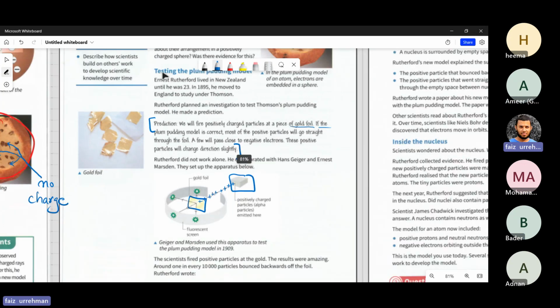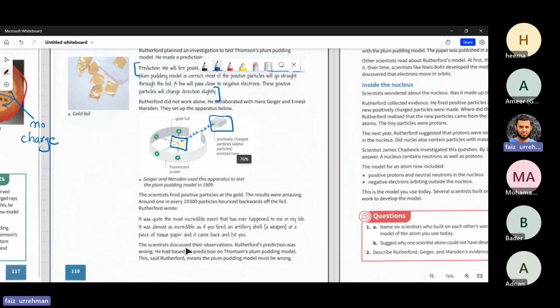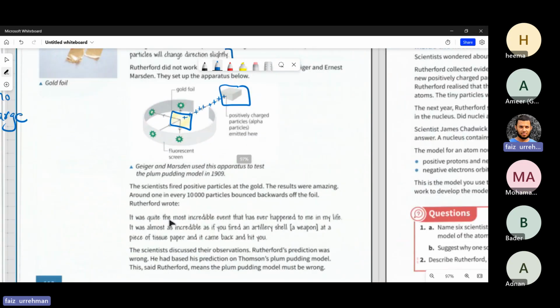Let me read further, then I'll explain the whole story. So the scientists fired positive particles at the gold foil. The results were amazing. Around 1 in every 10,000 particles bounced backwards off the foil. Rutherford wrote, "It was quite the most incredible event that has ever happened to me in my life. It was almost as incredible as if you fire an artillery shell at a piece of tissue paper and it came back and hit you."